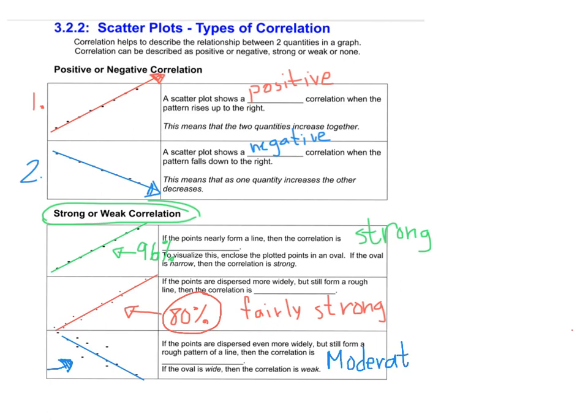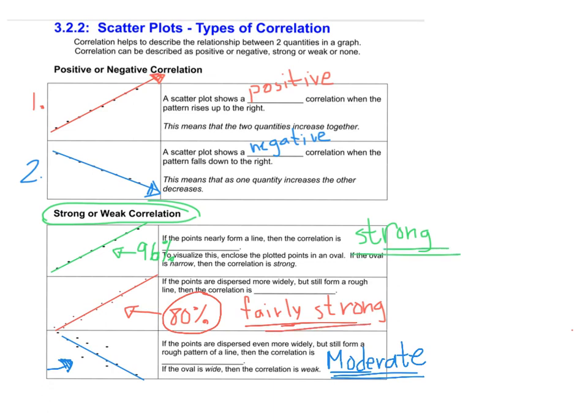Sometimes it's even worse than moderate. The further away these points are from a line, the worse the correlation coefficient is. Okay, so to be strong or weak, I gave you an example: it's getting closer to being weak right there, but it's moderate still. This one's fairly strong still right here. This one is very strong.